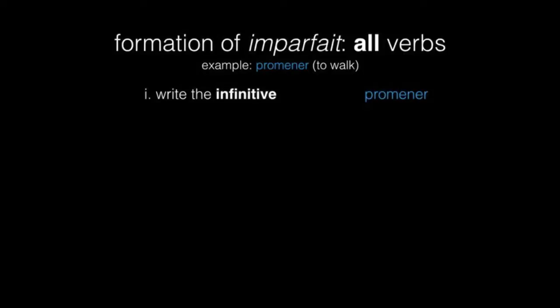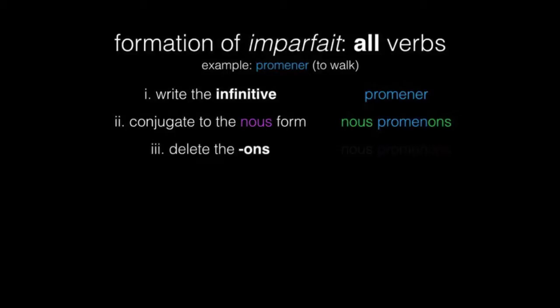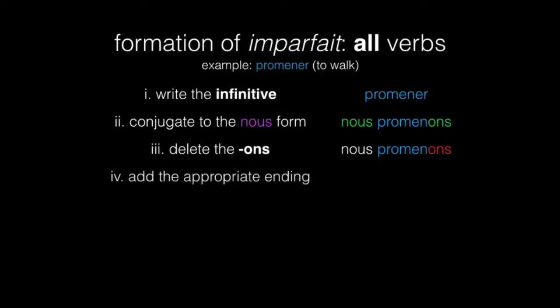Formation of imparfait, all verbs. For example, I'll just use promener, or to walk. Step 1, always write the infinitive. Step 2, conjugate to the nous form. Step 3, delete the ons. And step 4, add the appropriate ending. In this case, I actually did pick my subject as nous, but keep in mind that the subject could be anything. It could be je, tu, il, elle, on, vous or ils, elles, but the ending should always be conjugated to the nous form because that's how you acquire the stem for the imparfait.